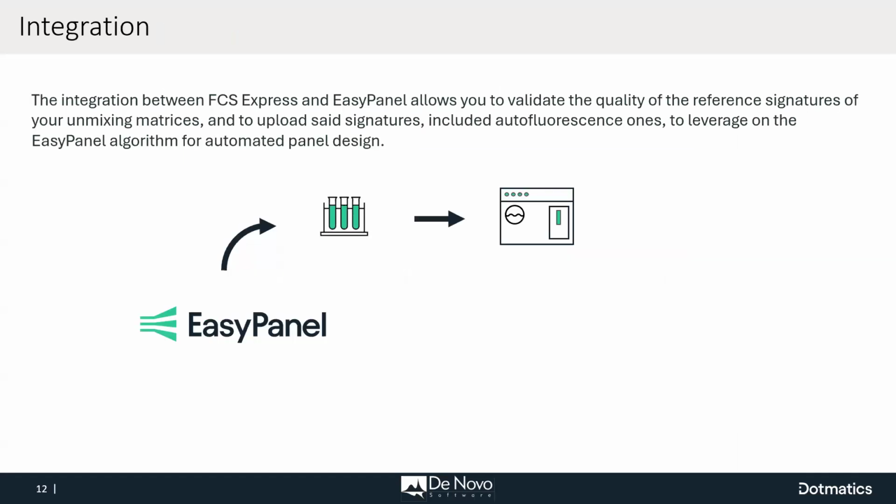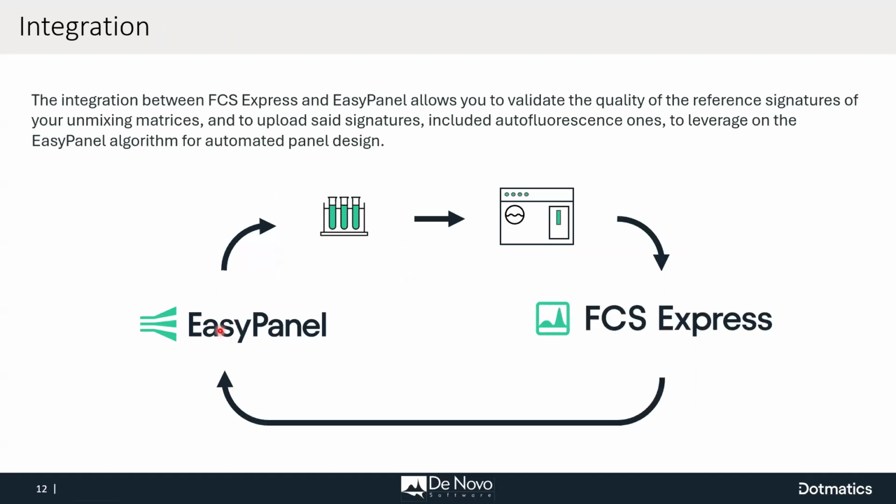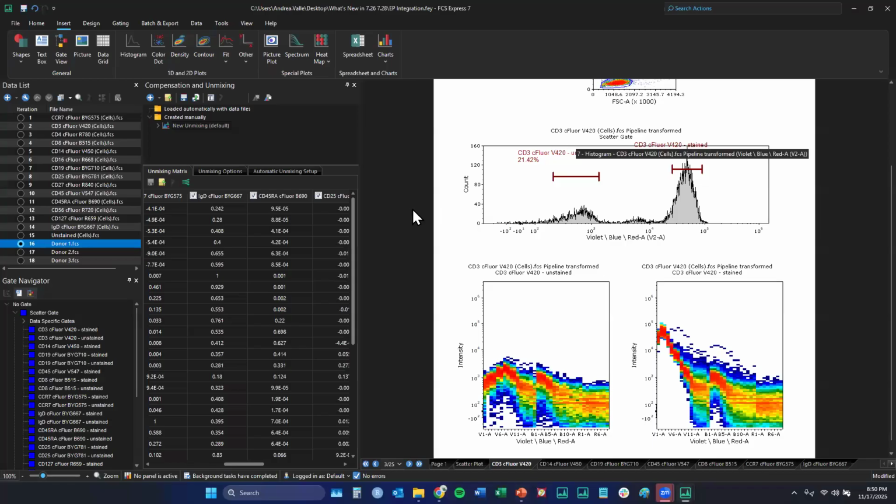So it's a circle actually, because as you can see here, you can use EasyPanel to create the panel, then you acquire your sample, you go to FCS Express, you create the unmixing metrics, and you send the unmixing metrics to EasyPanel again for quality control. And this is what I want to show you.